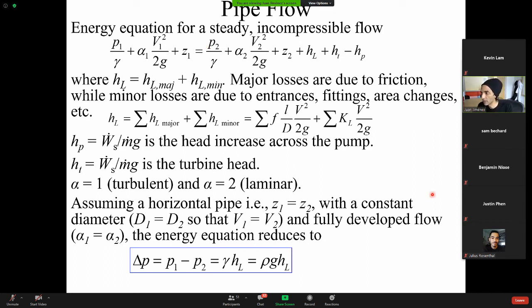Eric, go ahead. So based on this, does that mean that a pump and a turbine in the same steady incompressible flow would cancel each other out? If you had a pump and a turbine in the same system, you mean? Yeah, because in the energy equation, it's HT minus HP, and HP and HT are the same.